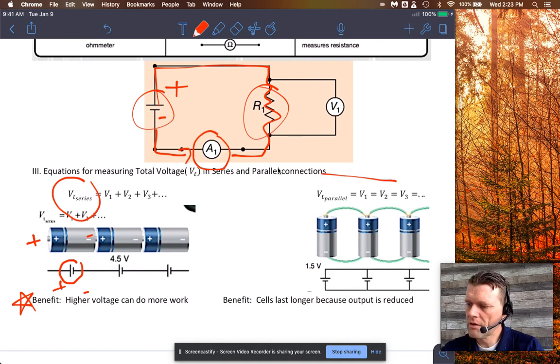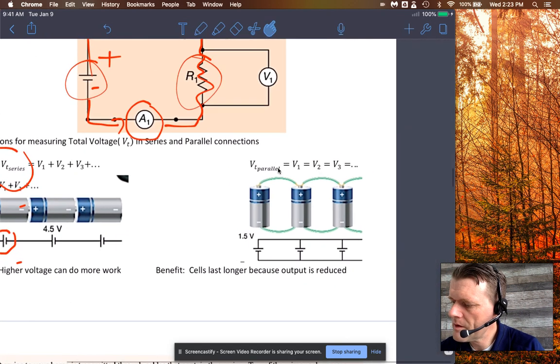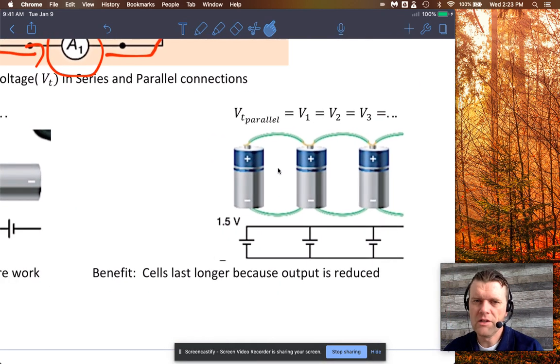And so the other configuration is to put them in parallel. And so here you've got it over here. It shows the cells lined up in parallel.